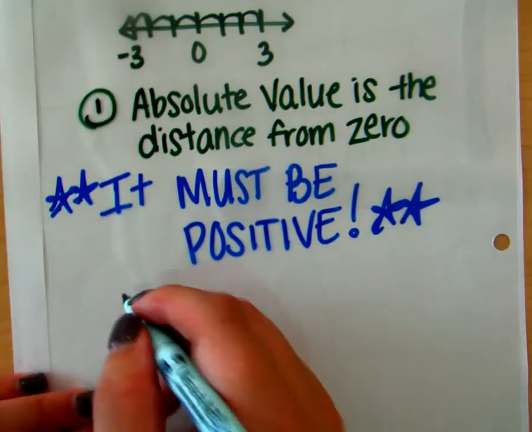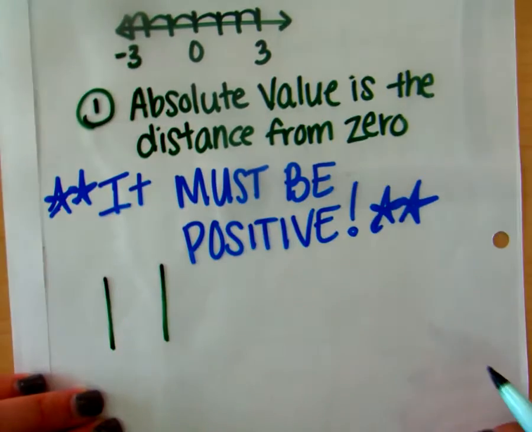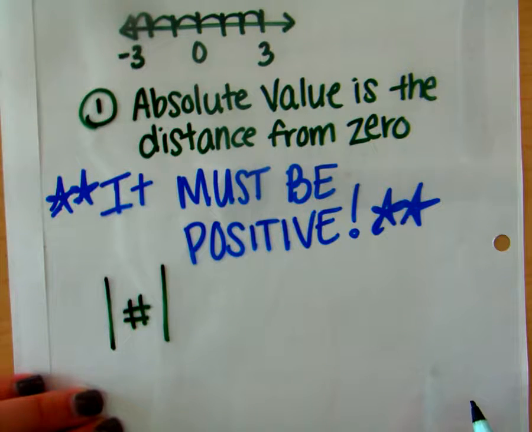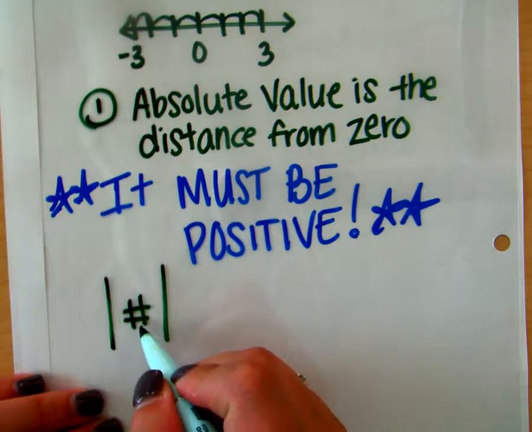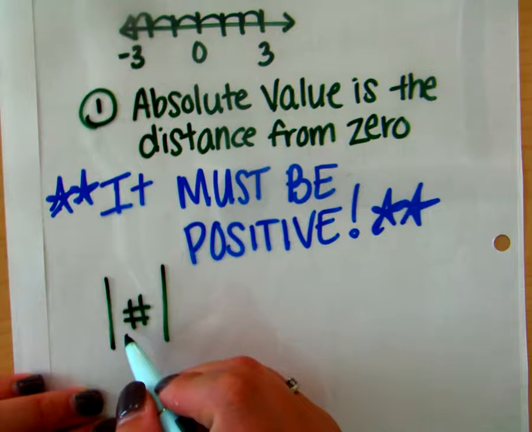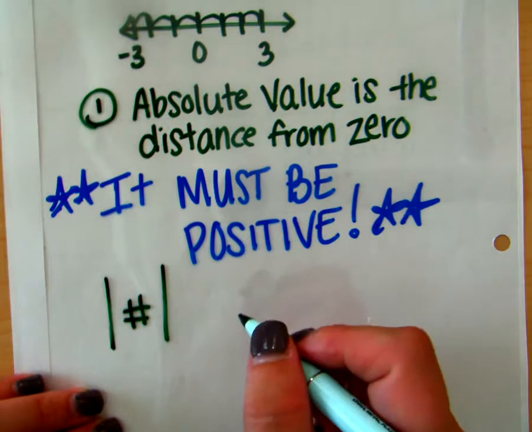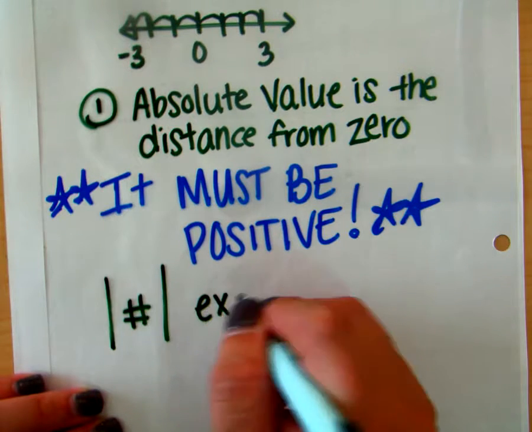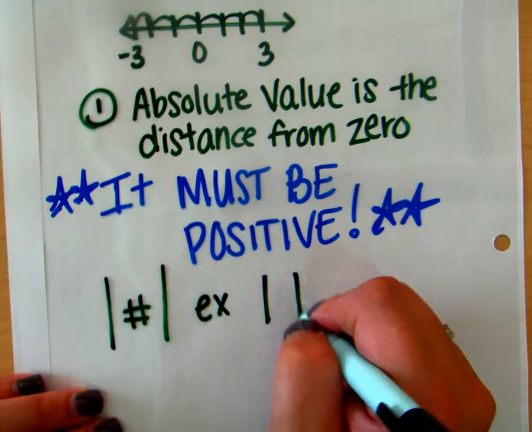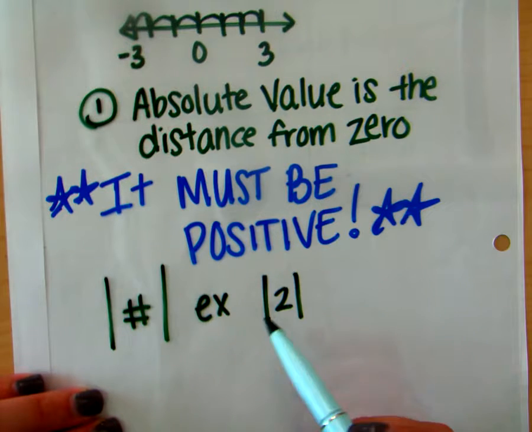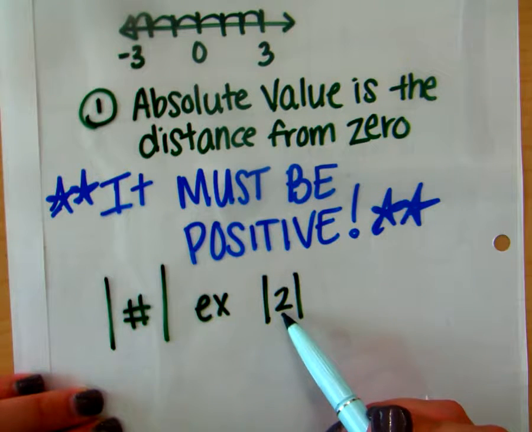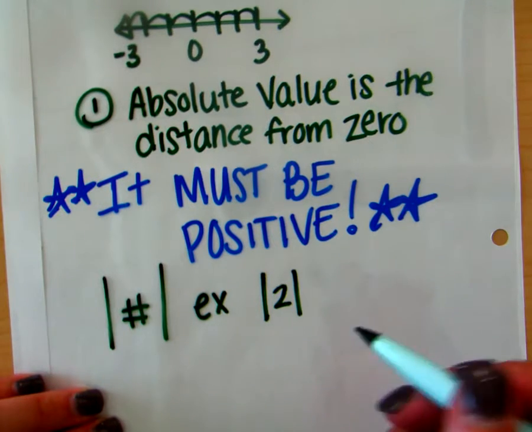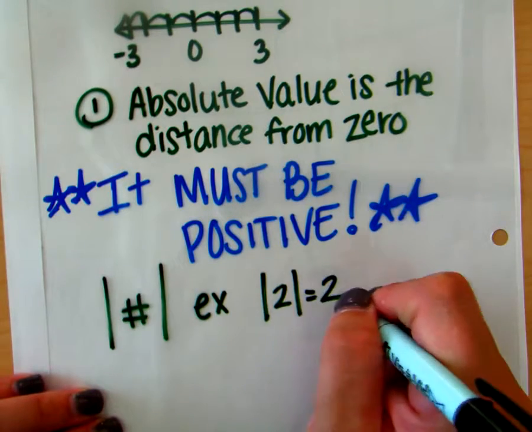So, absolute value looks like this. There are 2 straight bars up and down with a number in the middle. Be very careful when you're doing this that your number doesn't blend in with your absolute value bars and look, for example, like 1s on either side. My example is the absolute value of 2. We don't want 2 to look like 121. We want this to be the absolute value of 2, which is 2.